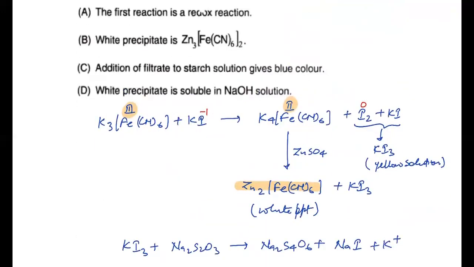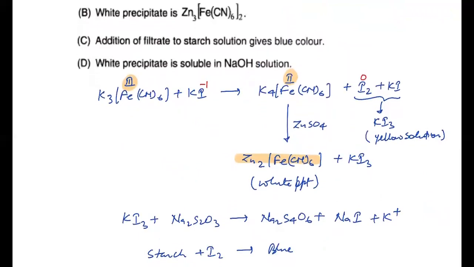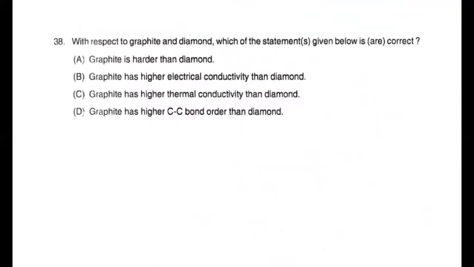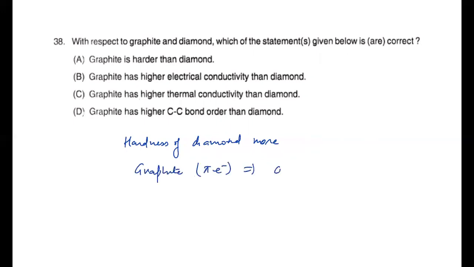Now the next question is question number 38. Question 38 is given with respect to graphite and diamond. Which of the given statements are correct? Graphite is harder than diamond. Incorrect. In hardness, diamond is higher. So hardness of diamond is more. It has a tetrahedral sp3 arrangement. Graphite has higher electrical conductivity than diamond. That is also correct. Graphite has high electron density, and because of that it is a good conductor of electricity.